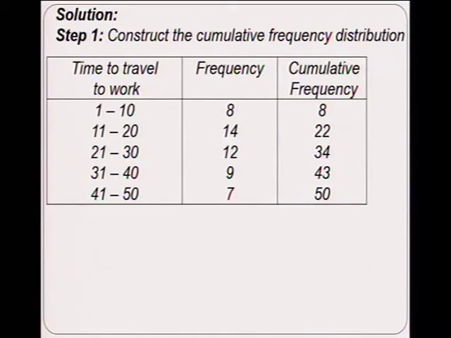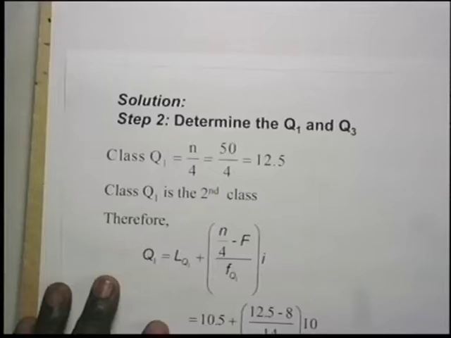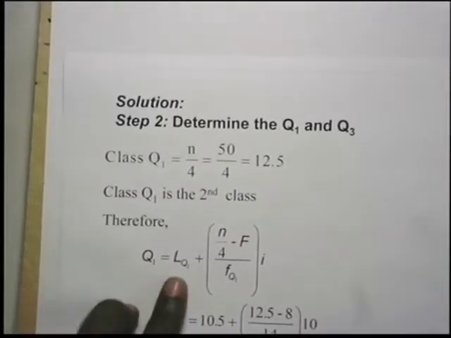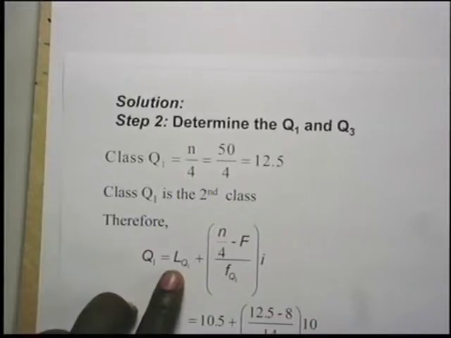So we'll find it in the second row, or second class. Having known that, we now know our Q1 class, or first quartile class, is that second one, because that's where the 13th position lies. Now, LQ, you remember we said, is the lower boundary of that class, which is in this case 10.